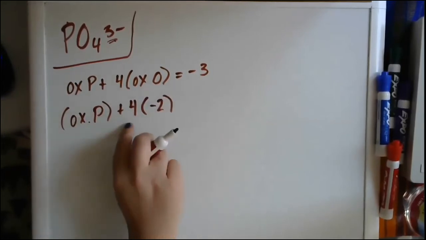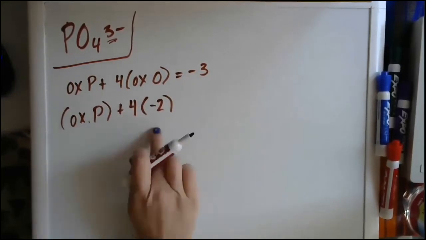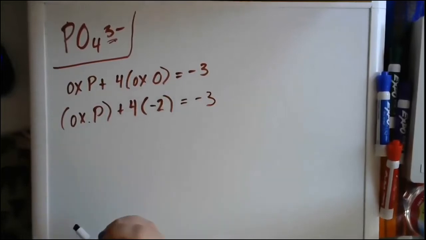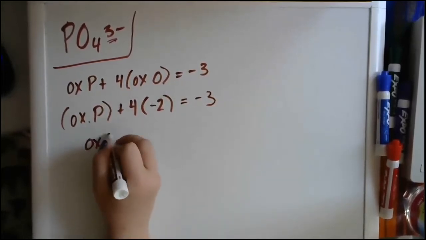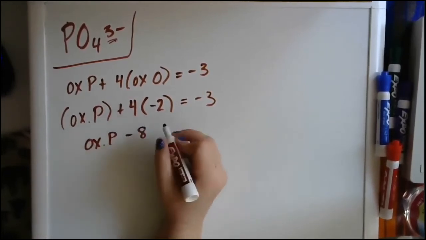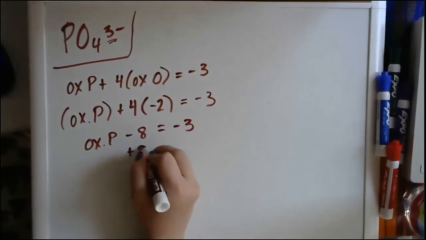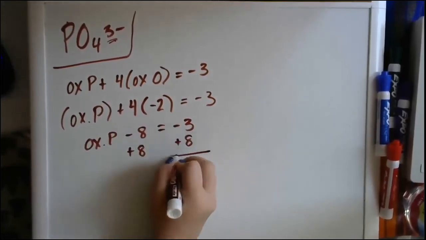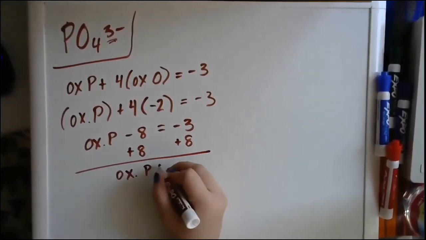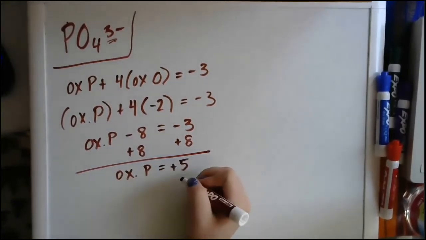But I do know that each of my oxygens is going to have an oxidation state of -2. Okay, and I have 4 of them, so I'm going to count each oxygen here. And when I add these values together, it's going to come out to -3. So my oxidation state of phosphorus, plus 4 times -2, which is -8, is going to equal -3. Let me add the 8 to the other side, and it turns out that the oxidation state of phosphorus in this polyatomic ion is +5.